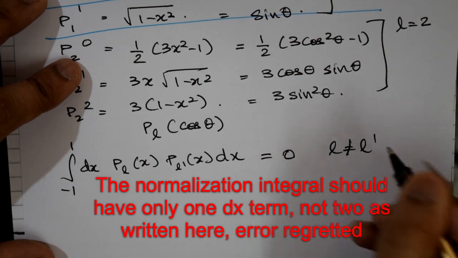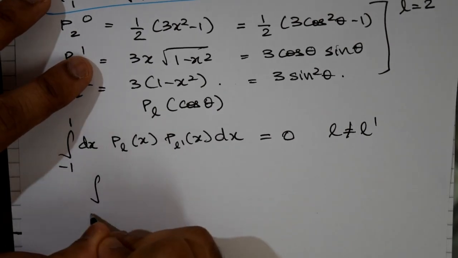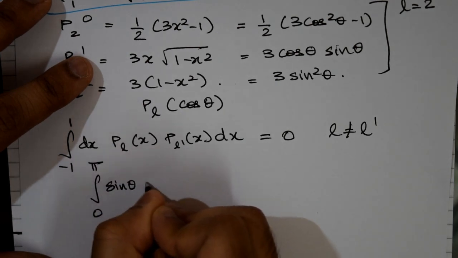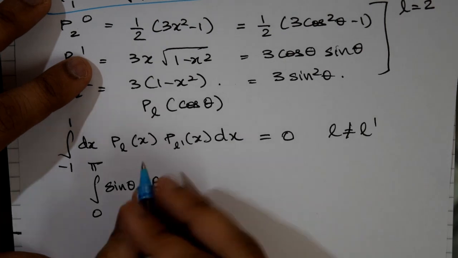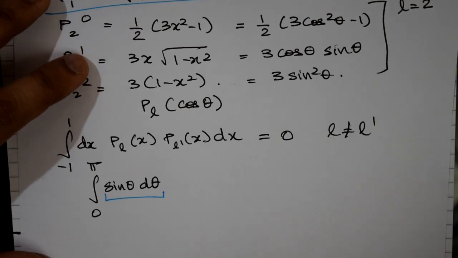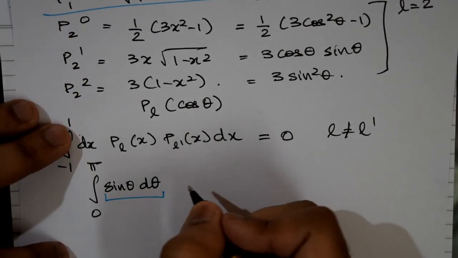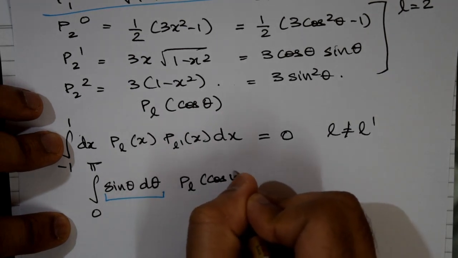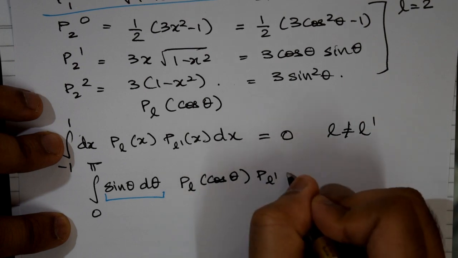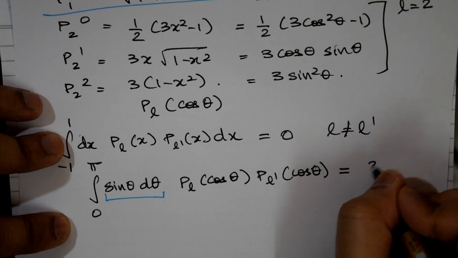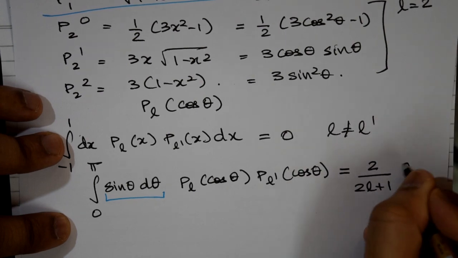We need to convert it back to theta. So this is going to end up being the integral from 0 to pi sin theta d theta. This is important because this is the integrand that ends up coming. One might wonder where is the minus sign gone when you have a dx differentiation that has gone into inverting the integrals. So once you have something like this, you have PL of cos theta, PL prime of cos theta, that is equal to 2 over 2L plus 1 delta L L prime.